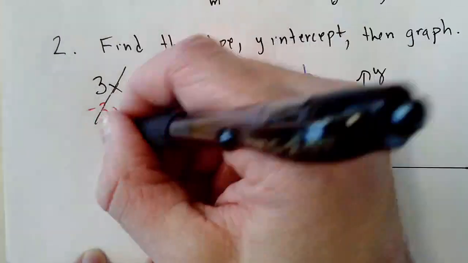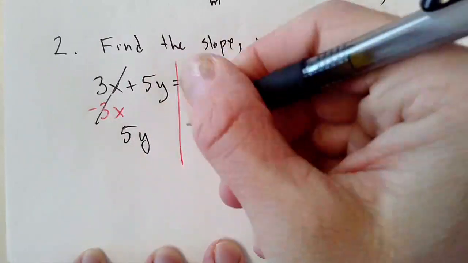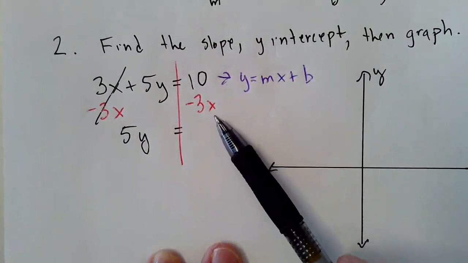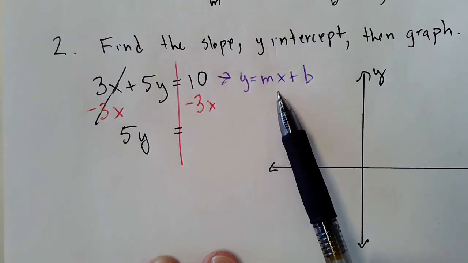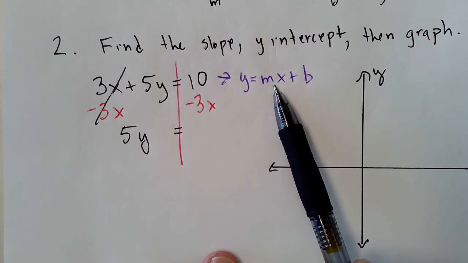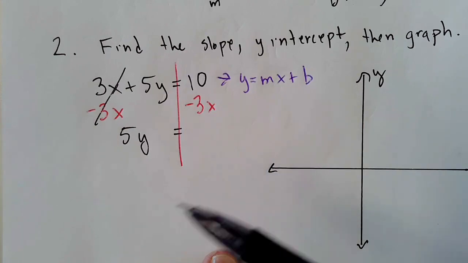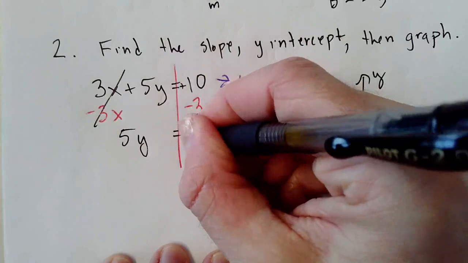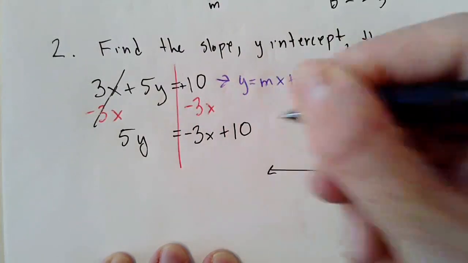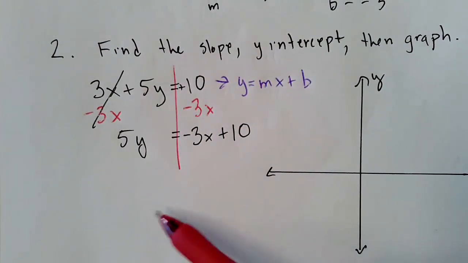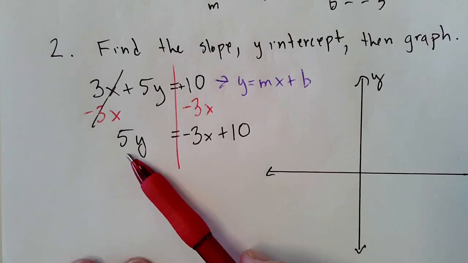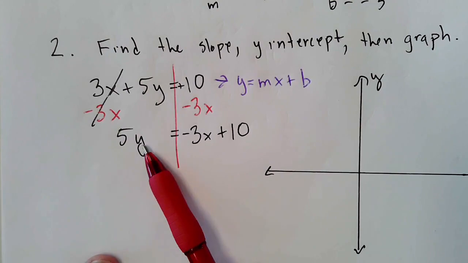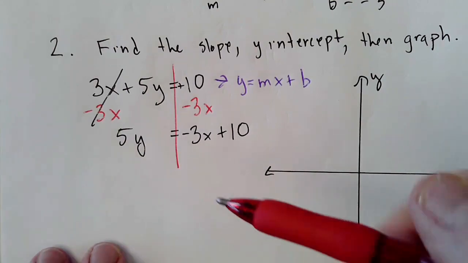So then we have 5y on the left here equals, and what do we put first? Our x term, because that's what comes first here. We want to put the -3x first, then the plus 10. Okay? And then finally we divide our 5 coefficient, because we just want to get rid of that 5. We don't want to get rid of the y, so we don't subtract, we divide.